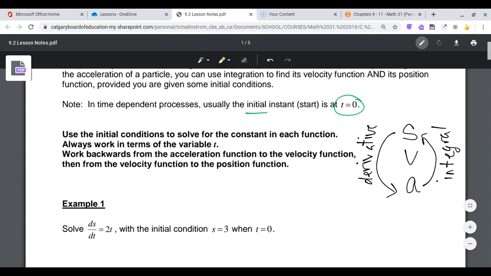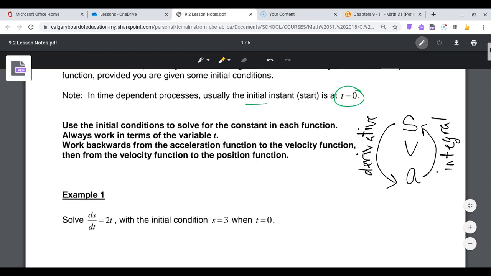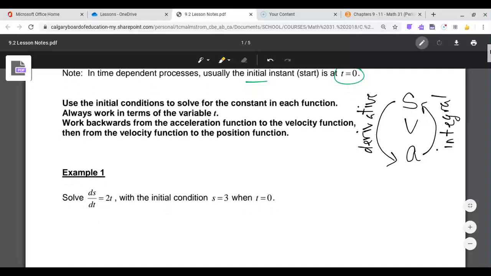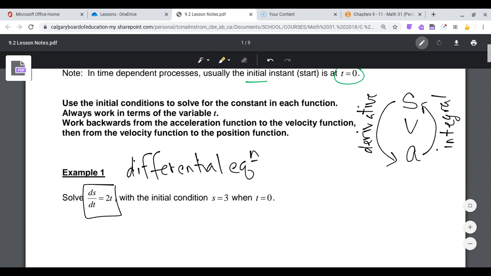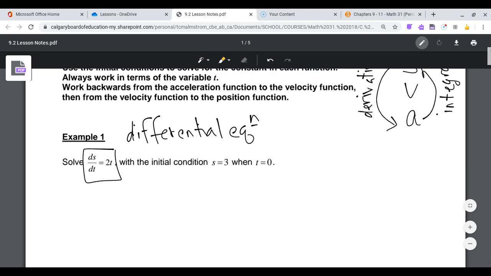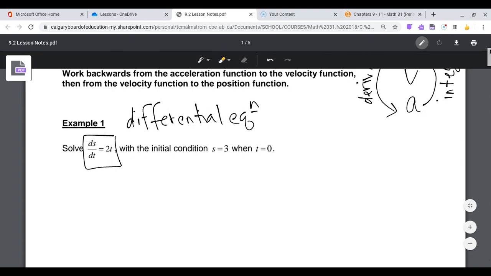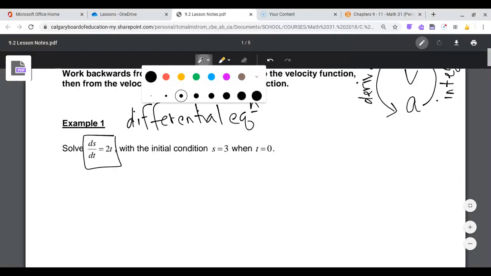Okay, so example 1, we're going to solve ds dt equals 2t. So this is what we call a differential equation. And what this tells us is it's the derivative of the position function with respect to time. So we actually have to recognize that as the velocity function.